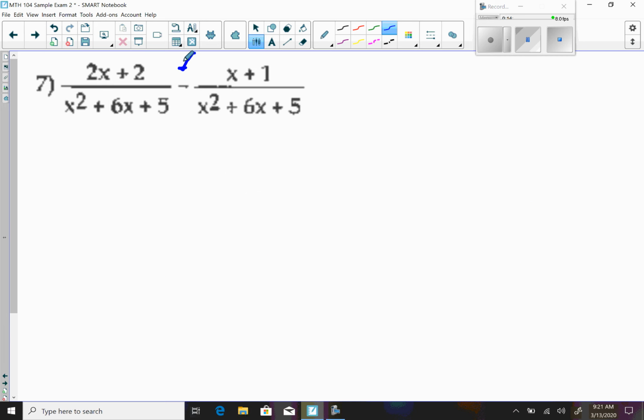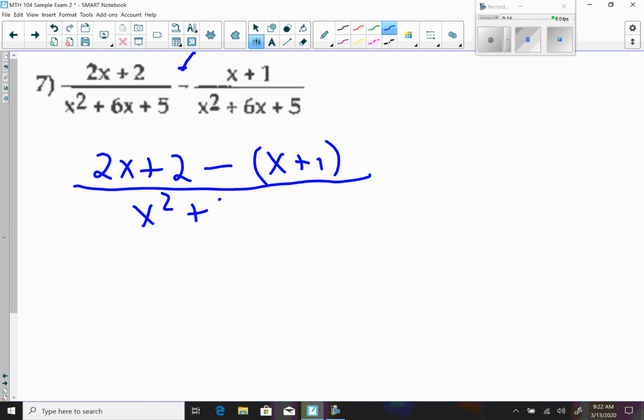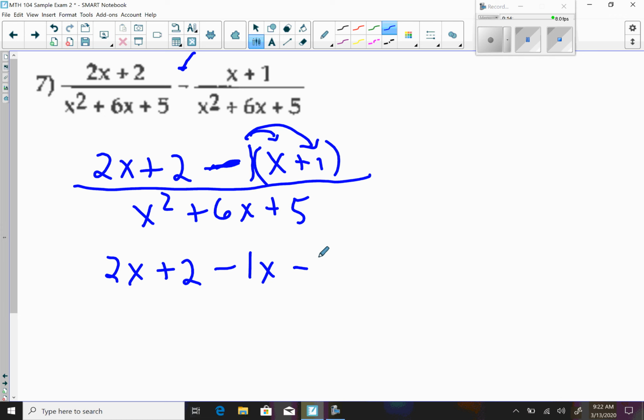This is subtraction. These fractions have the same denominator. We write the numerator, 2x plus 2, minus the quantity other numerator, all over the common denominator. Then this negative gets distributed. It's understood to be negative 1 to distribute. So copy 2x plus 2. Negative 1 times x is negative 1x. Negative 1 times positive 1 is negative 1, all over the common denominator.